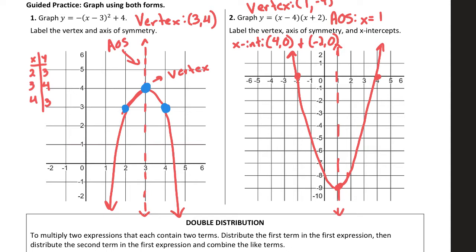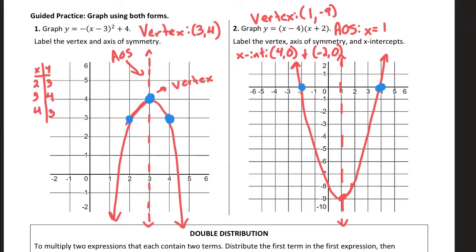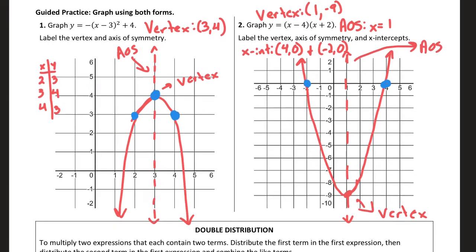For number 2, I got my x-intercepts right off the bat, negative 2 and positive 4. The axis of symmetry was the average of those two, which was 1. Graphed that, and then I substituted that in to my function to get the point 1, negative 9 for my vertex. Sorry, kind of messed that up. Should have labeled vertex as that point, and then this line was my axis of symmetry. So that's an important thing to have down, okay?